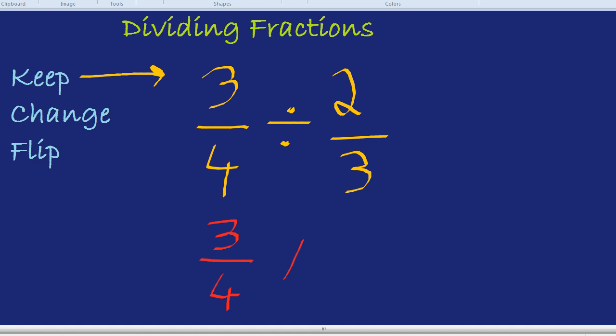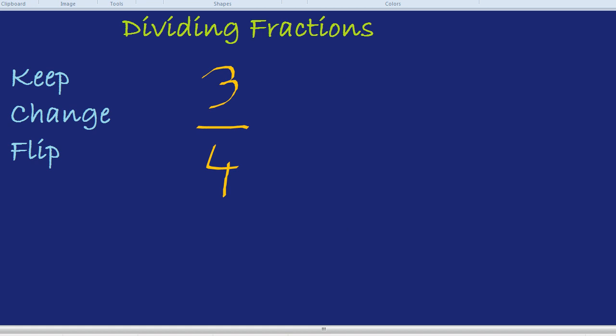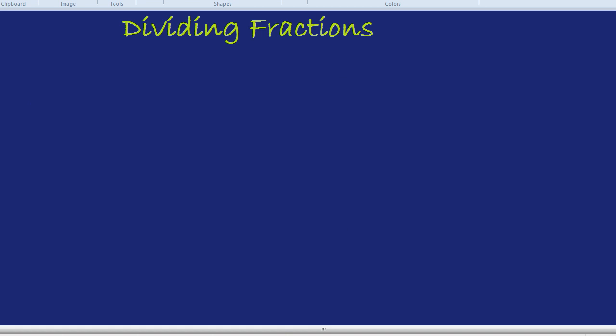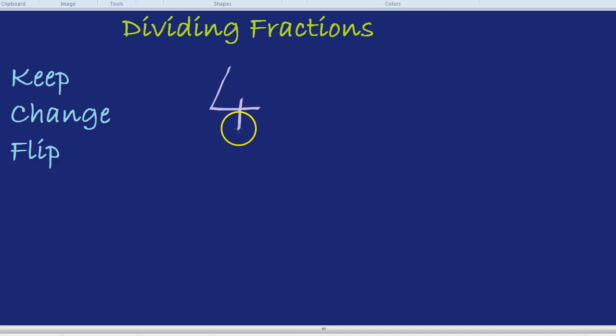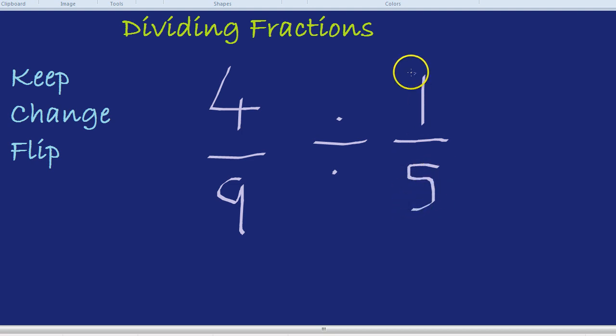Let's do another example. What if we had 4/9 divided by 1/5? 4/9 divided by 1/5. We need to keep the first fraction the same, so that stays as 4/9. Change that divide into a times, and flip the 1/5 to become a 5/1.